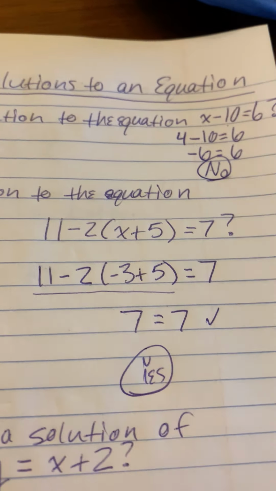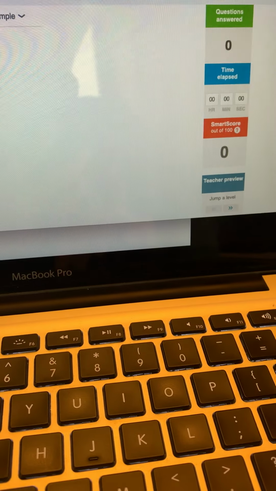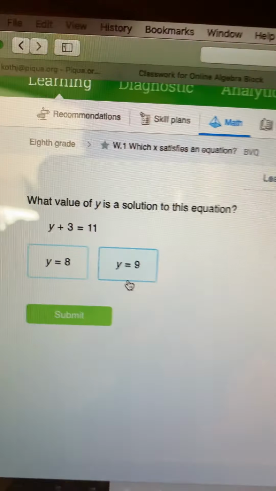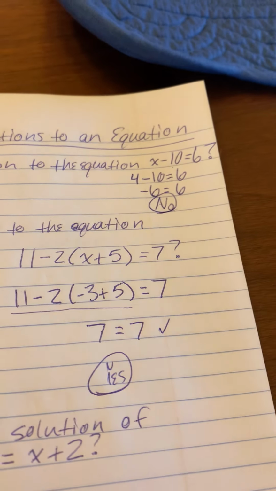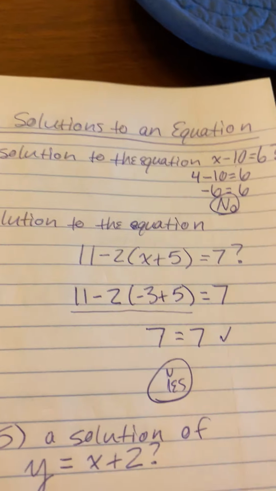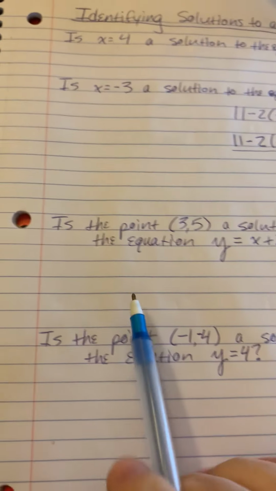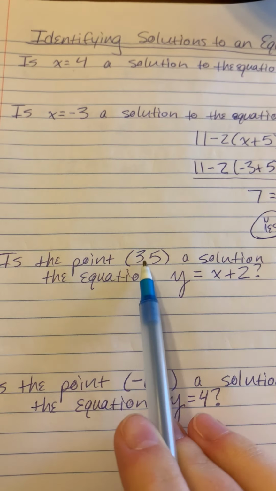When you do that first IXL on that agenda, you probably can just do a lot of those in your head, at least until you get up higher. Which value of y is a solution to this equation? Well, does 8 plus 3 equal 11, or does 9 plus 3 equal 11? Definitely going to be 8. Those harder questions that have more parts come up towards the end when you might want to type them in Desmos. The second IXL gives you points to check.